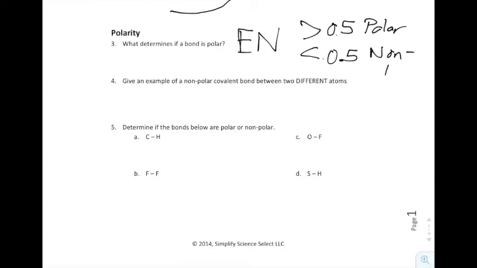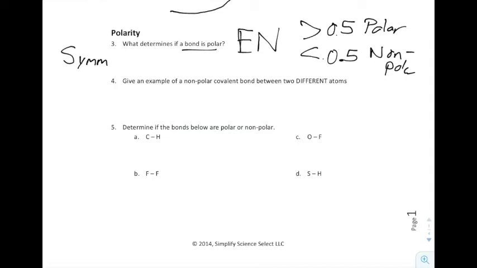All right, so the other thing that you have to look at whenever you're trying to determine if something overall is polar or nonpolar is you have to look for symmetry. Because if you have bonds that are polar, but those bonds go in opposite directions, then they can cancel each other out and the entire molecule can be considered nonpolar. So make sure you're looking for symmetry as well.